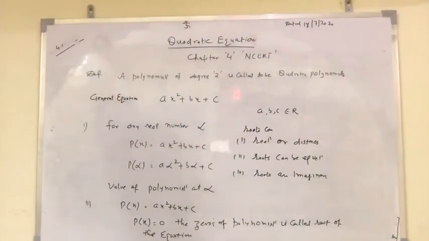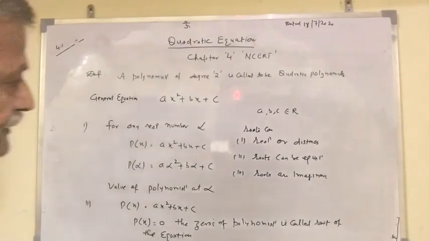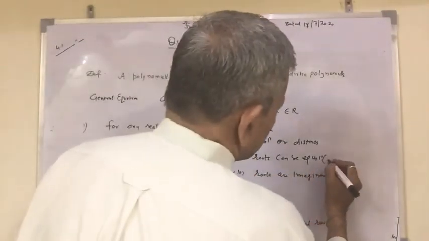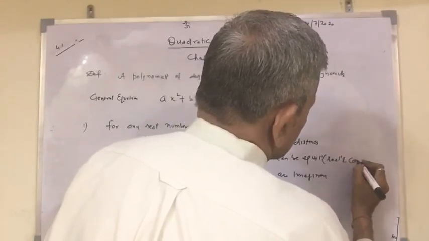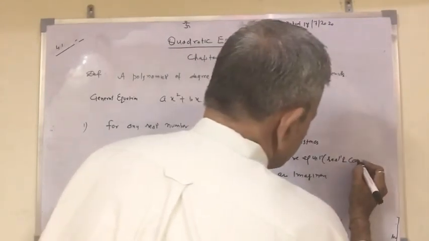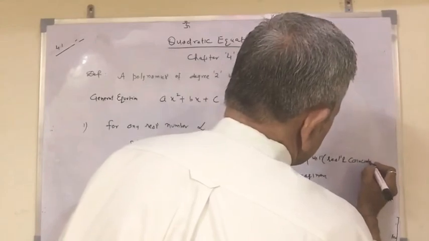Means you have three types of roots you can find out. Roots can be equal or you can say it is real and constant. Real, in another language, you can say real and coincident. Coincident.